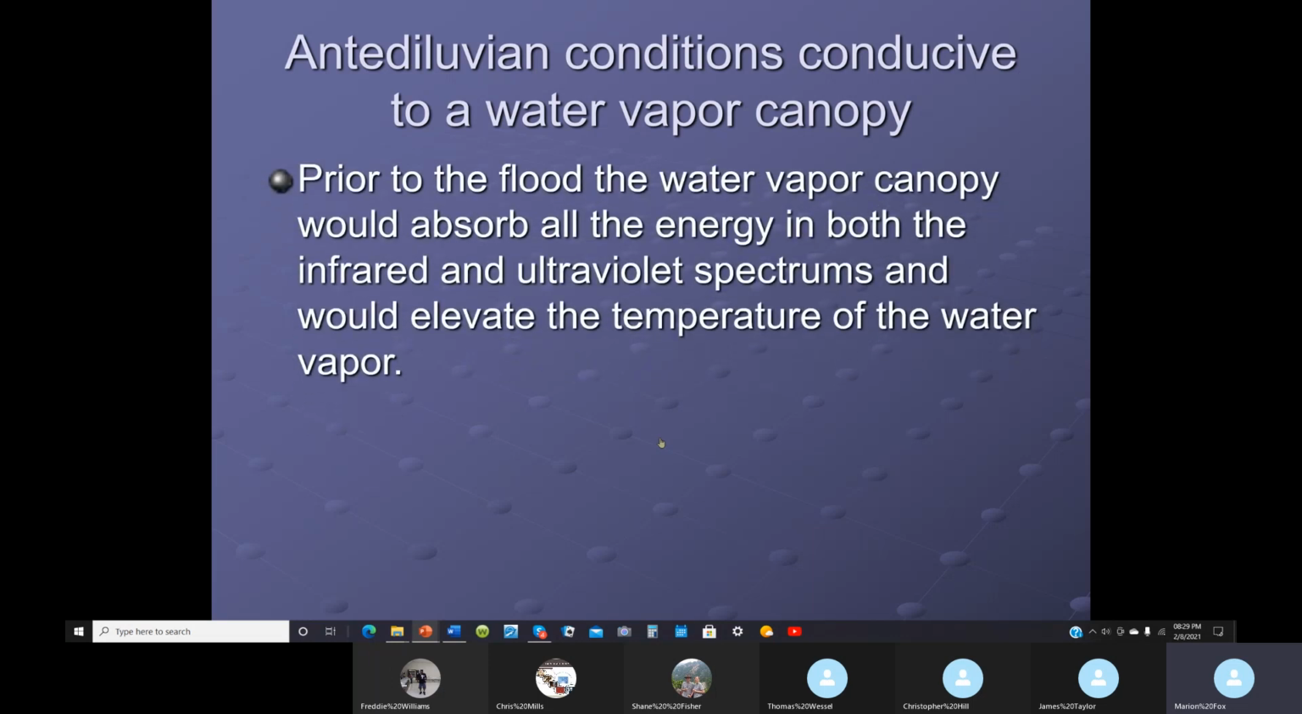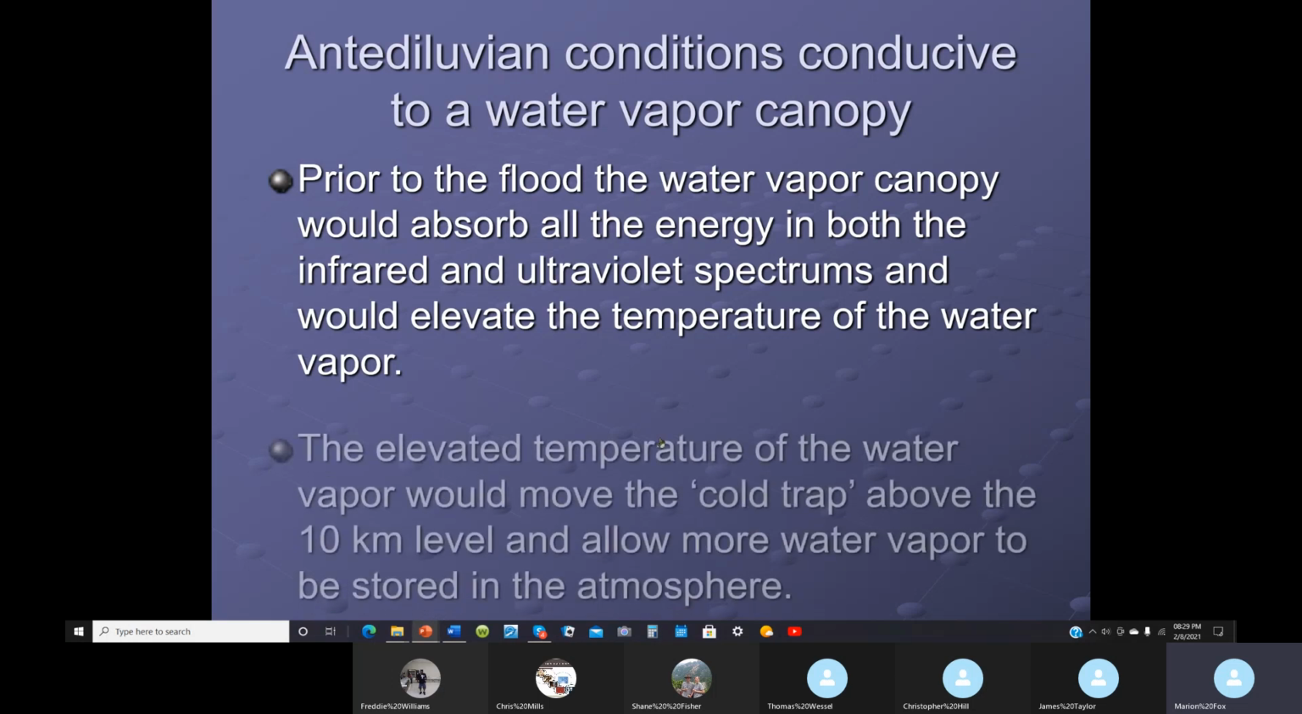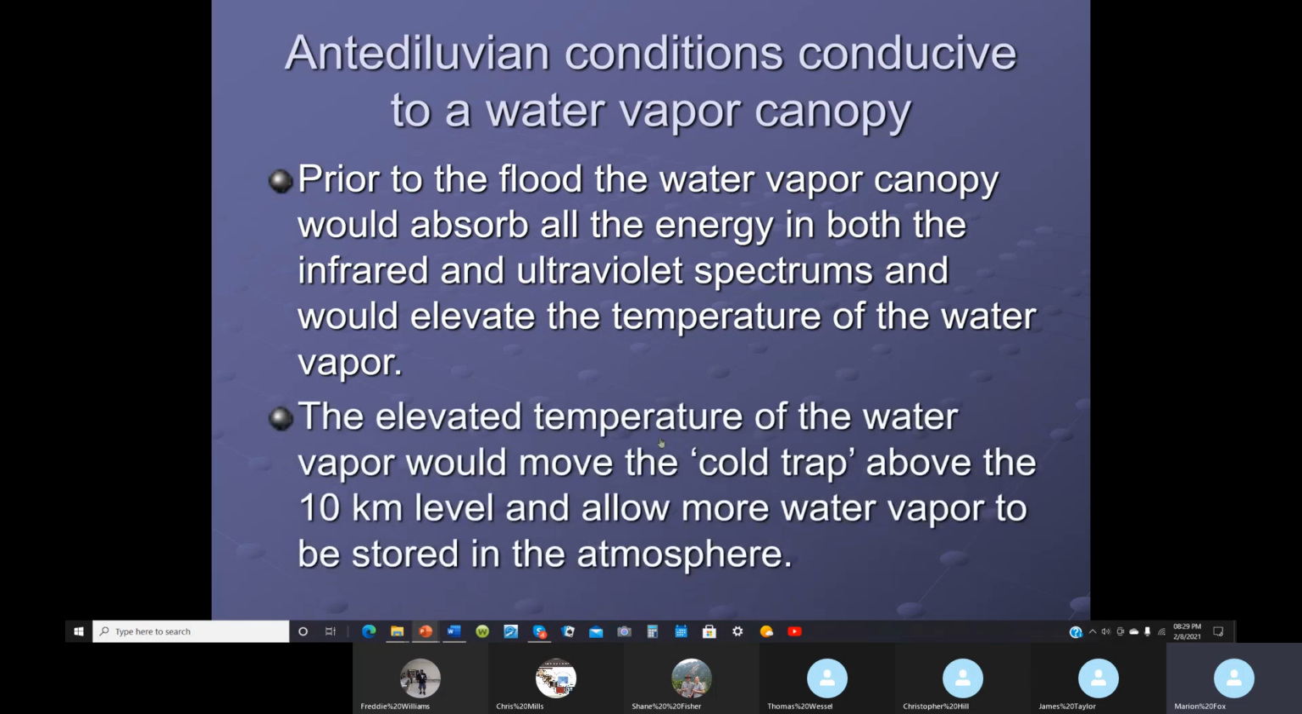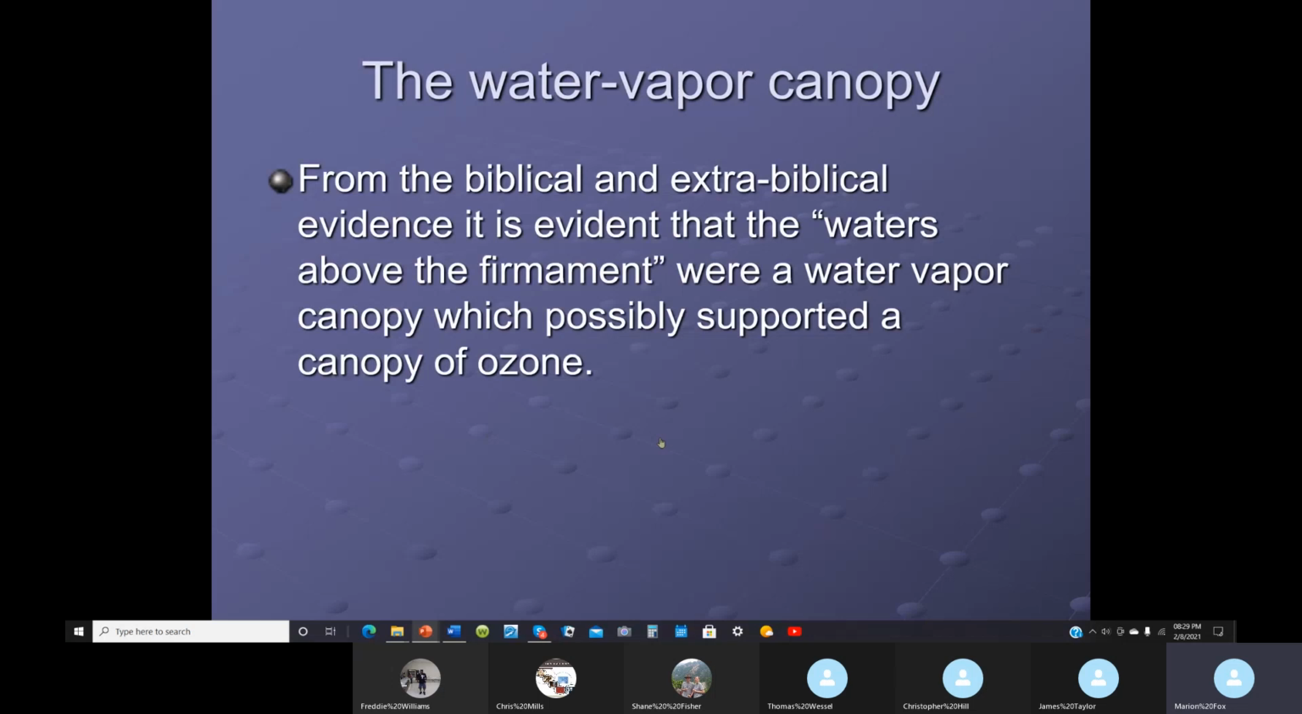Prior to the flood, the water vapor canopy would absorb all the energy in both the infrared and ultraviolet spectrums, which would elevate the temperature of the water vapor. So it would allow it to have more water vapor up in the upper canopy. The elevated temperature of the water vapor would move the cold trap above the 10-kilometer level and allow more water vapor to be stored in the atmosphere because the temperature would be higher. And this minus 40 degrees is a pretty cold temperature, 40 degrees Celsius and 40 degrees Fahrenheit.